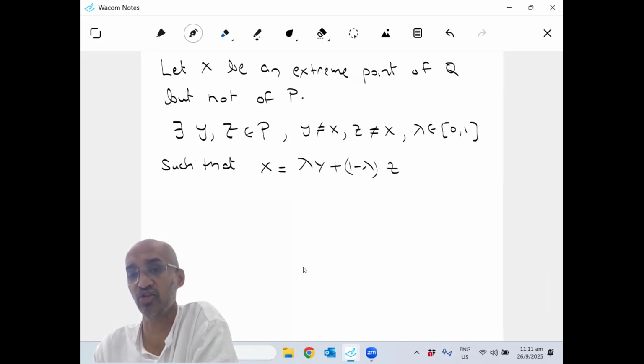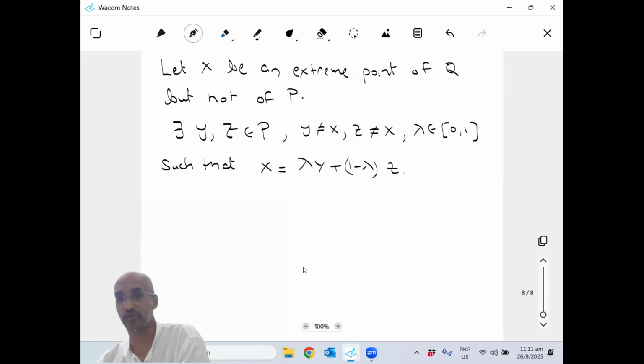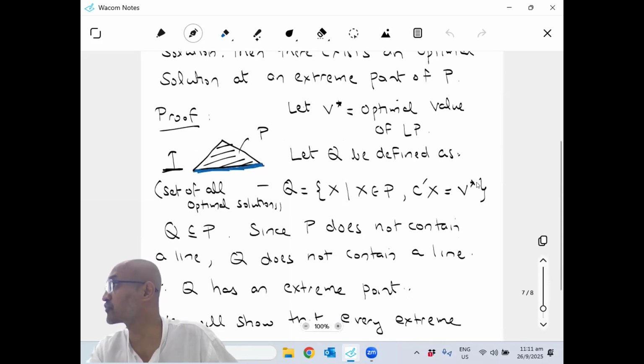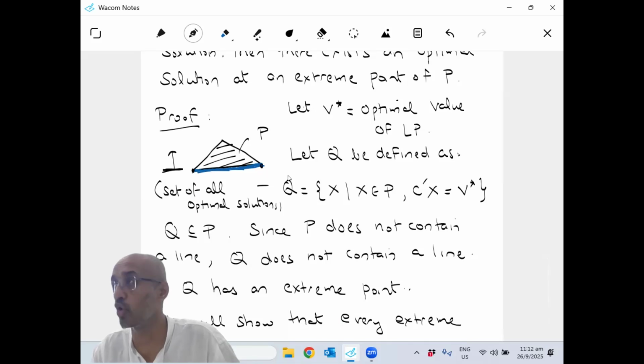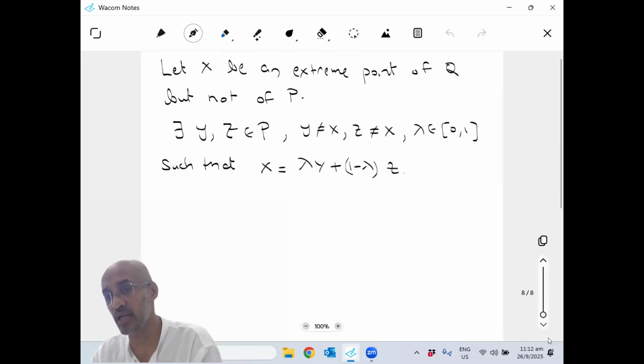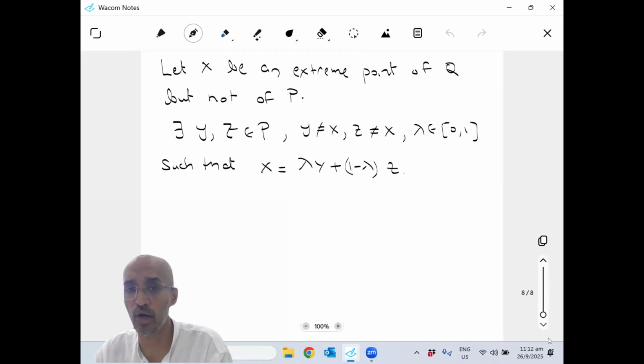Because I'm assuming that X is an extreme point of the smaller set Q, the optimum solutions. This point I'm assuming is not an extreme point of P, the larger set. We'll prove this cannot happen. Suppose it was an extreme point of Q, but not of P. We'll create a contradiction. That means you can find two other points in P such that X can be written as a convex combination. Now, what do we know about the objective function?